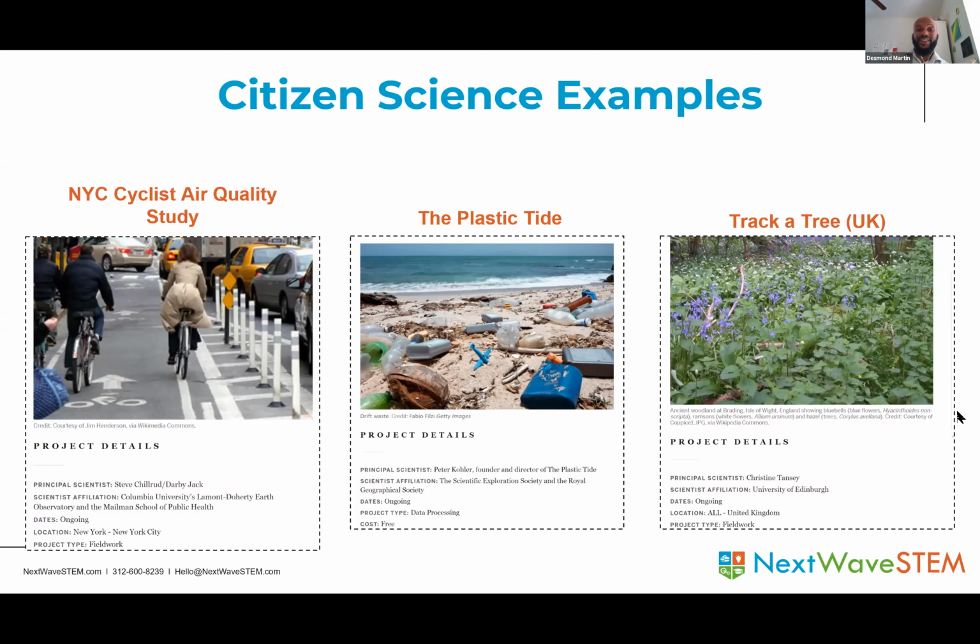Track a Tree could happen in Illinois. Track a Tree could happen in Alabama. Track a Tree could happen in Martinique. Track a Tree could happen in Laos. Anywhere that there's trees and a persistent internet connection, or maybe not even a persistent internet connection, we can do this kind of work of understanding the effect of climate change on these particular organisms.